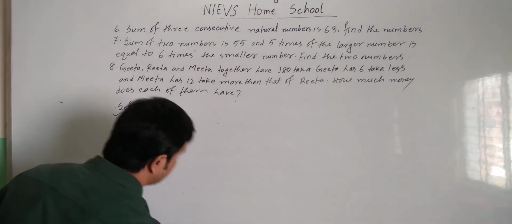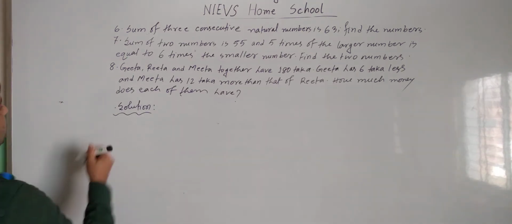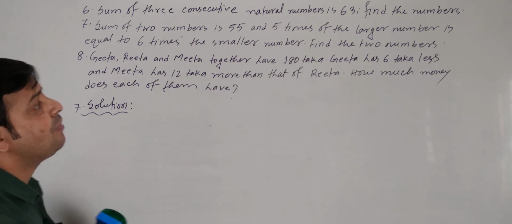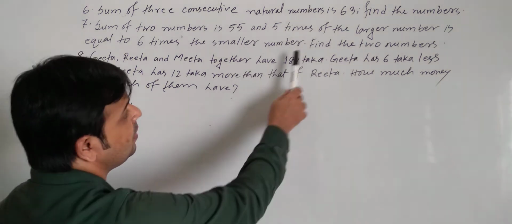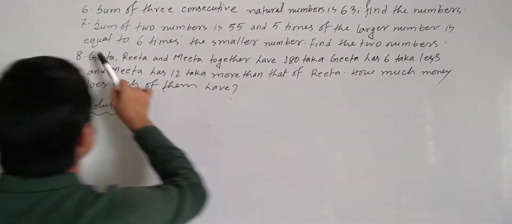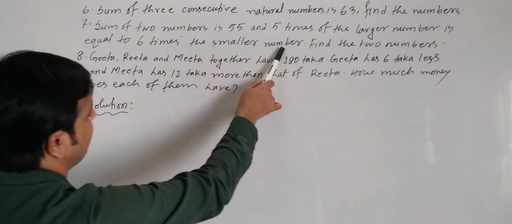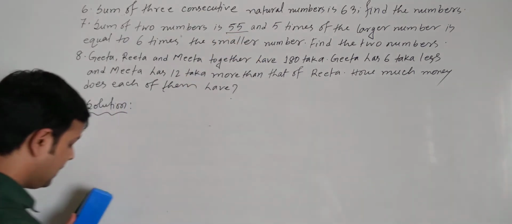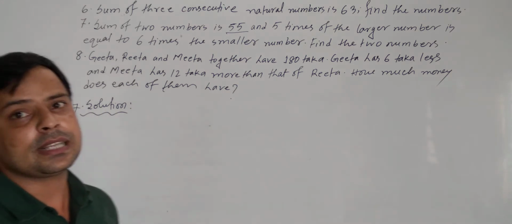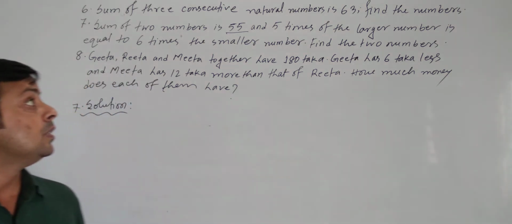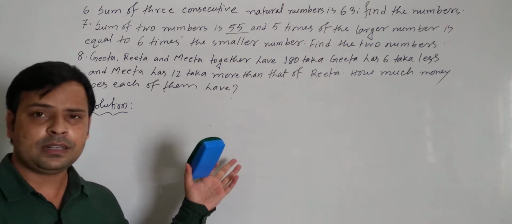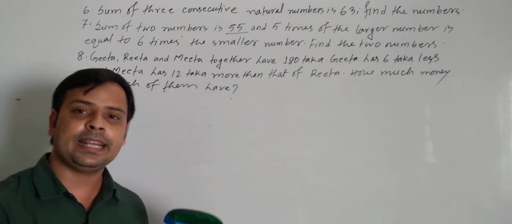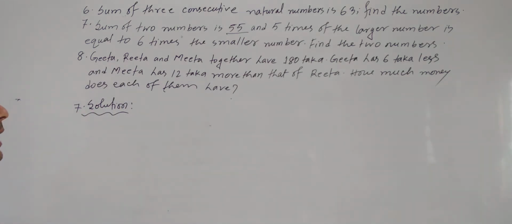What is question 7? Question 7 is: sum of two numbers is 55 and 5 times of the larger number is equal to 6 times the smaller number. Here sum is 55. It means that if we add two numbers, sum will be 55. So if we consider a number and then subtract that number from 55, we will get the other one.